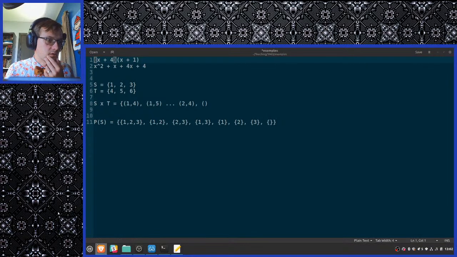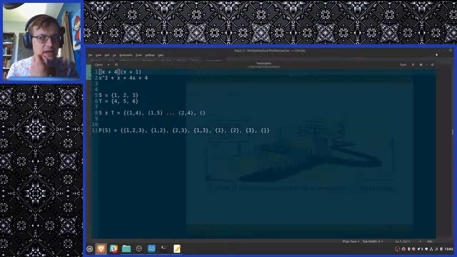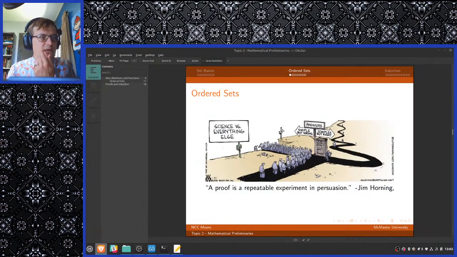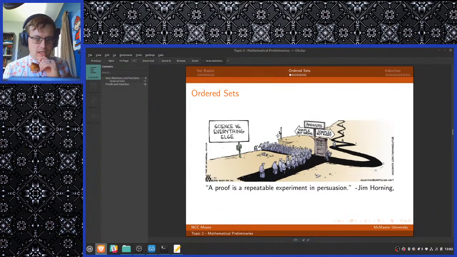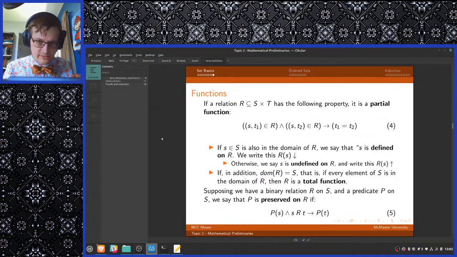Partial versus total, yes. Does it include the empty set? No, it doesn't. It's difficult making assertions like that, but there's no such thing as an empty tuple, I don't think. Tuples have to have elements.